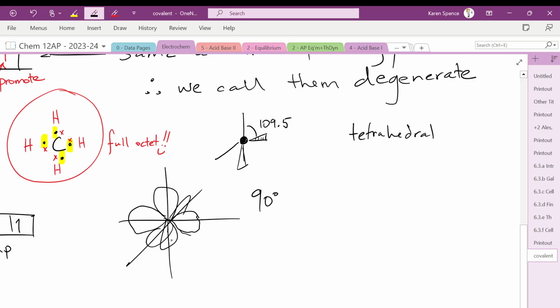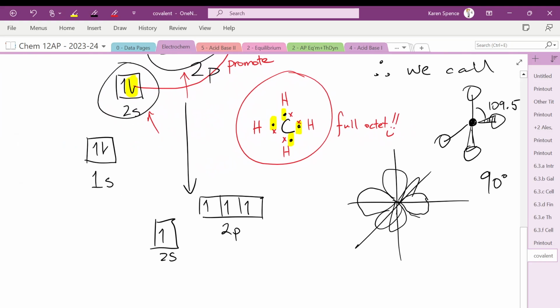So we have these p orbitals that are at 90 degrees to one another, but we know that the hydrogens are not attached to orbitals that are at 90 degrees to each other. They are attached to orbitals which are at 109.5 degrees to each other. So we cannot have p orbitals, because p orbitals are all at what degrees? 90 degrees. So after we have promoted this electron, what are we going to do?